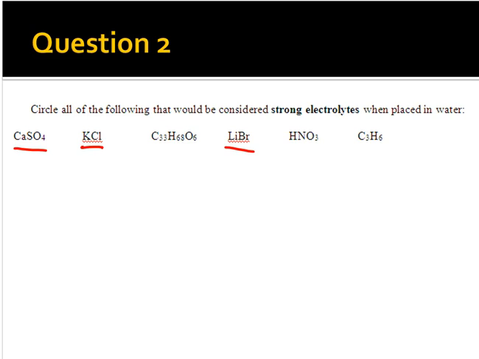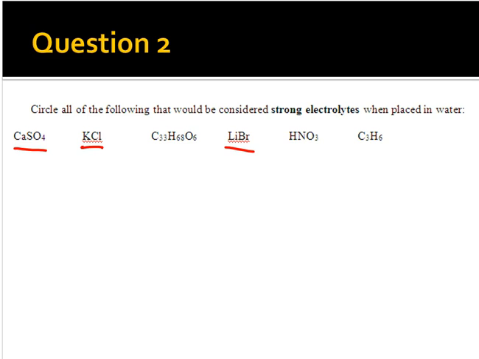But there's one thing we have to check for. We have to see if they dissolve in water, because if they don't dissolve in water, they're not going to be electrolytes because they're not going to produce ions. So taking a look at the very first possibility, calcium sulfate, we take a look at our solubility rules, which are on the back of your periodic table.